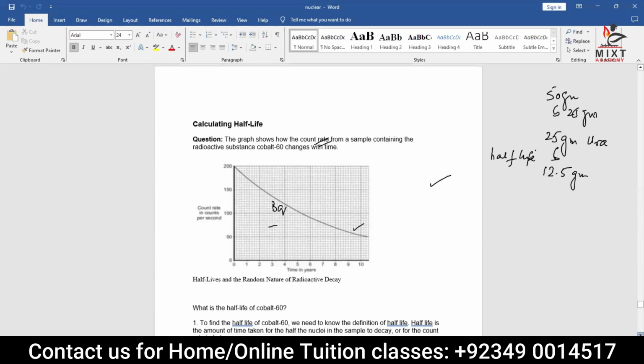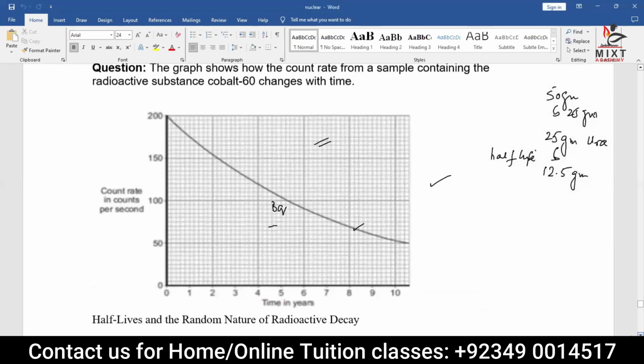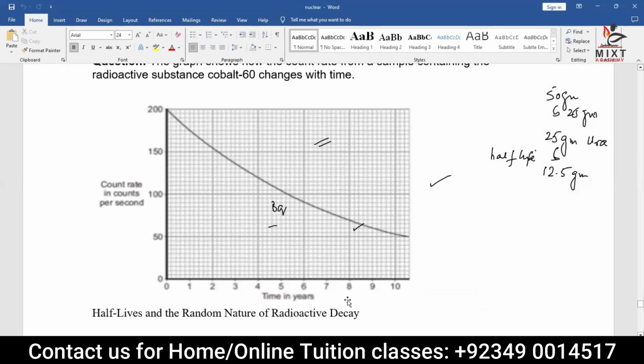Now, a very interesting fact. Let's suppose you have this graph. Let me just enlarge it if it's possible. Now you can see this graph, right? It's a graph between time taken, or time in years, and count rate in counts.